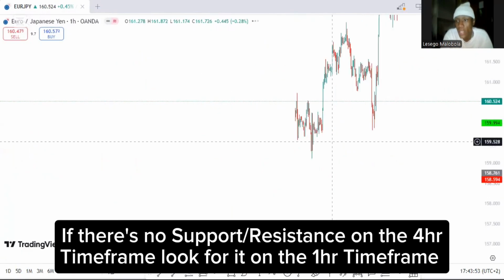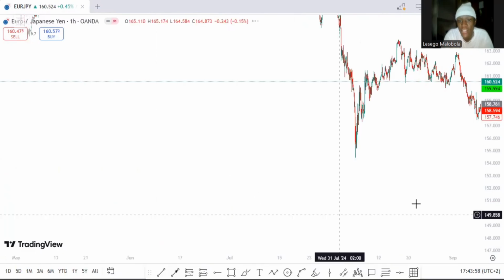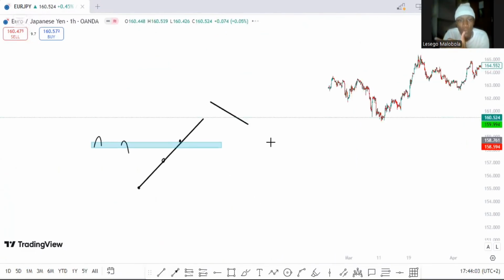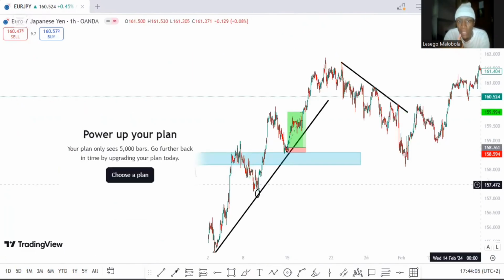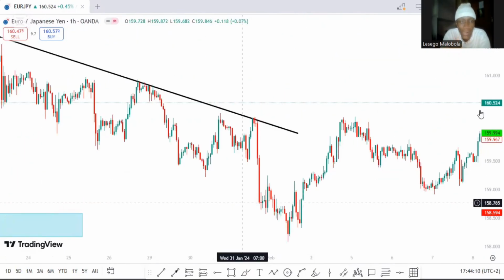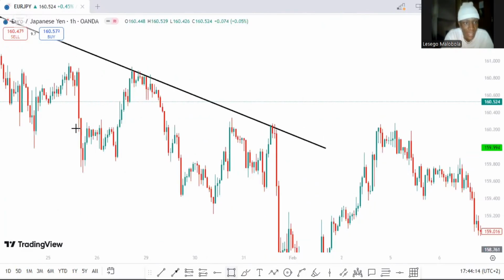So what are we gonna do? We're just simply gonna go on the 1 hour time frame and try to identify any support and resistance. You understand? You need at least 3 confirmations for you to take your trades. You get what I'm saying? So let's see if on the 1 hour time frame we can identify anything. So on the 1 hour time frame, I can see that, okay, we do have some sort of a resistance right over here.